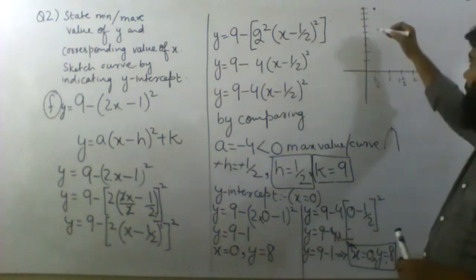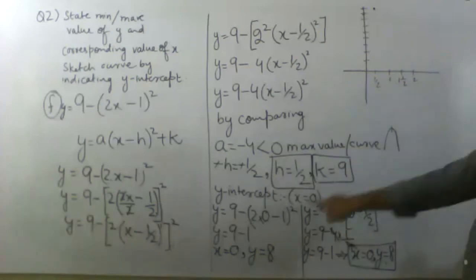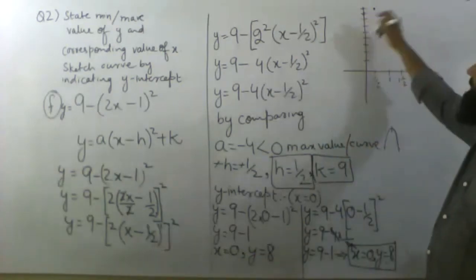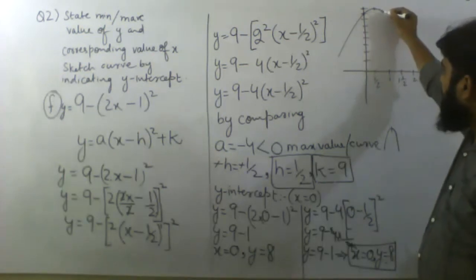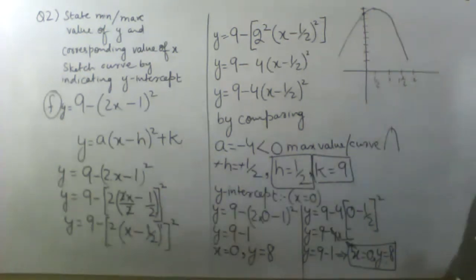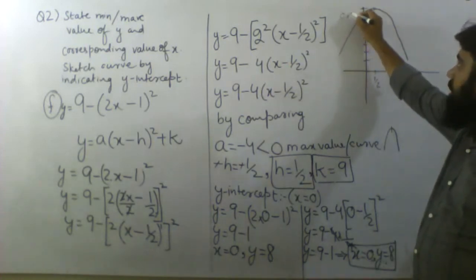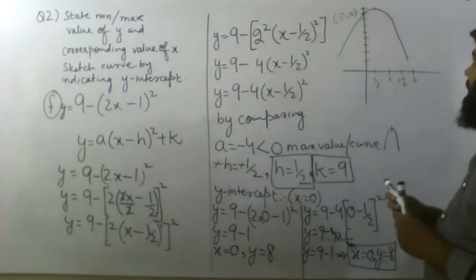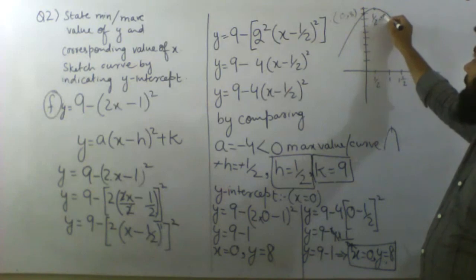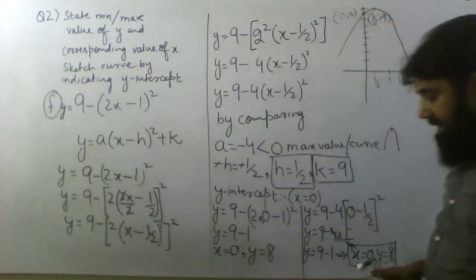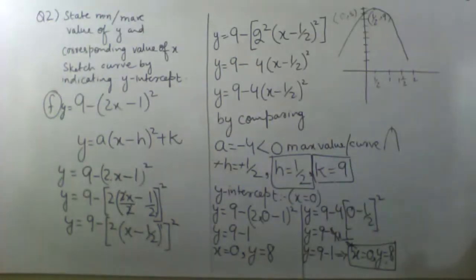So this is your 8. x is 0, y is 8. This will be the point. Now I am sketching my curve. Y-intercept is 0, 8. And your turning point is half, 9. This is the required working for question number 2F.